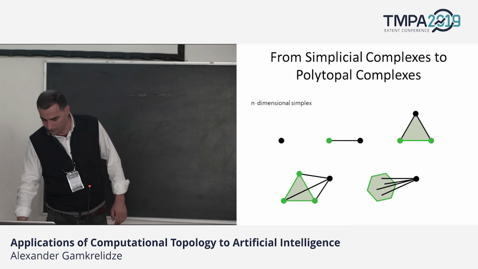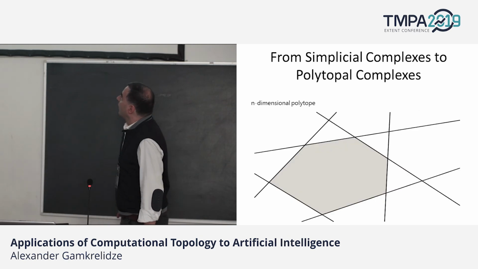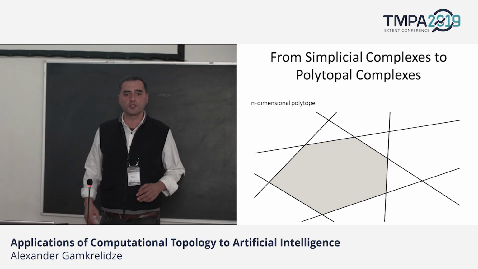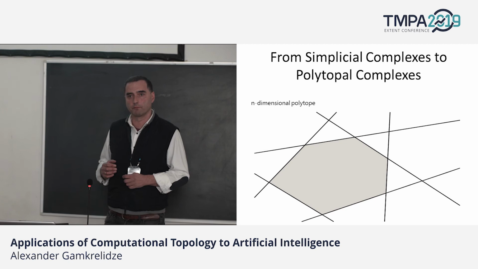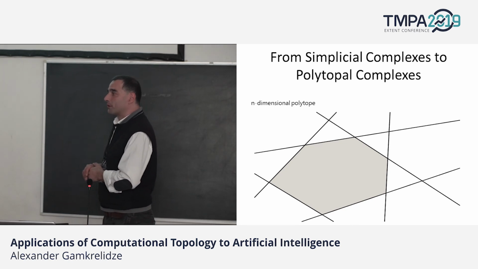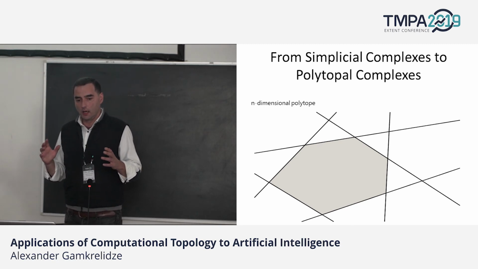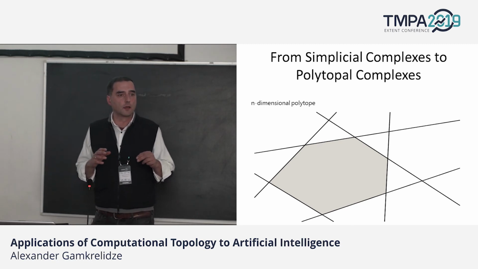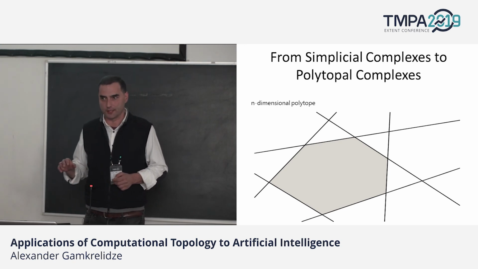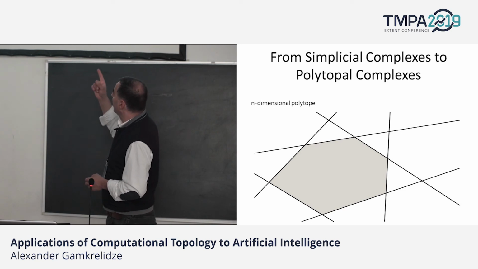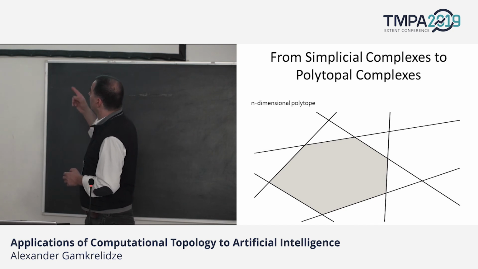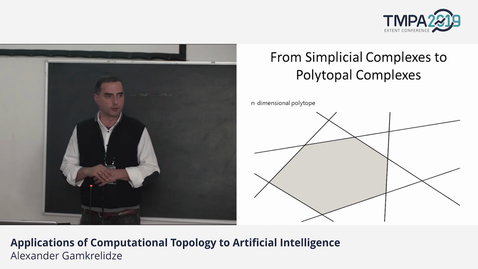On the contrary, we have an n-dimensional polytope. A polytope is an extension of a simplex. It's a geometric figure that we obtain by cutting an n-dimensional space by n-1 dimensional spaces, hyperplanes. For example, here we have 1, 2, 3, 4, 5, 6 cuts, and we get such a geometric object.